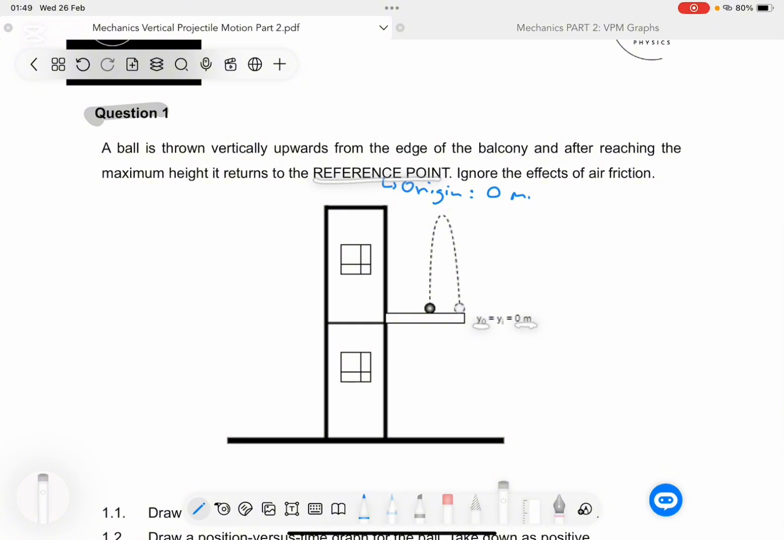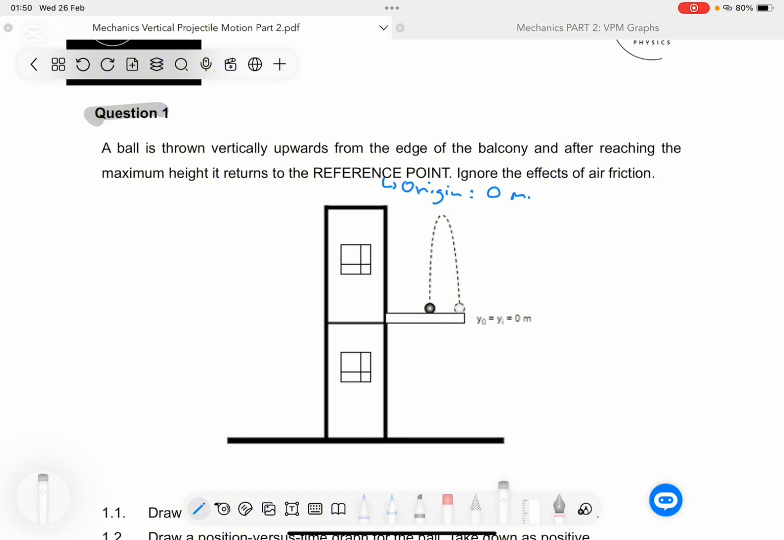And we then say this is the same as Yi. That is to say that this is the initial position of the ball. This is where the ball starts. So we're saying the reference point Y0 is the same as the initial position because that's where the ball started. And they are at the 0 position because the reference point means 0 meters.